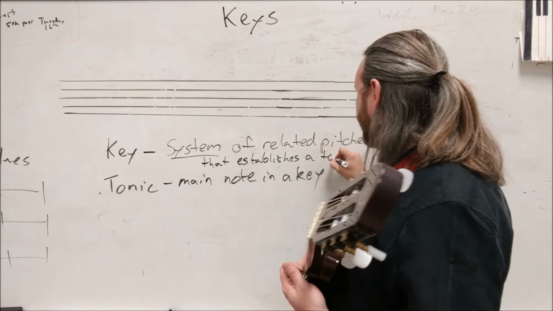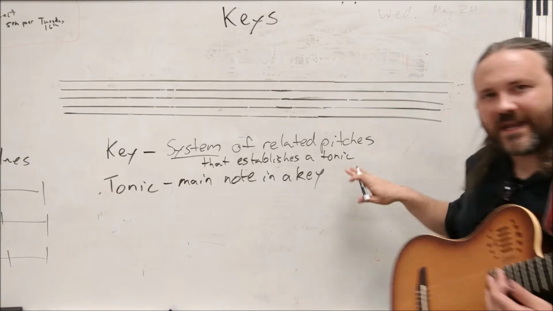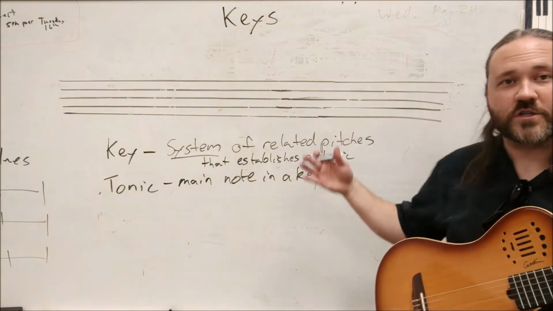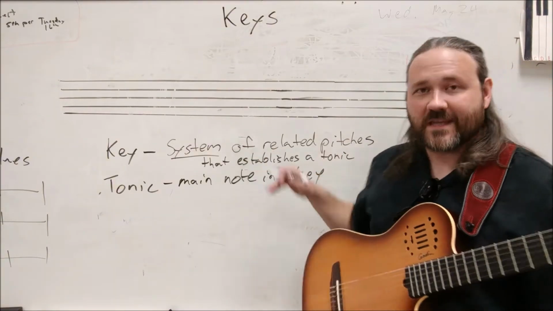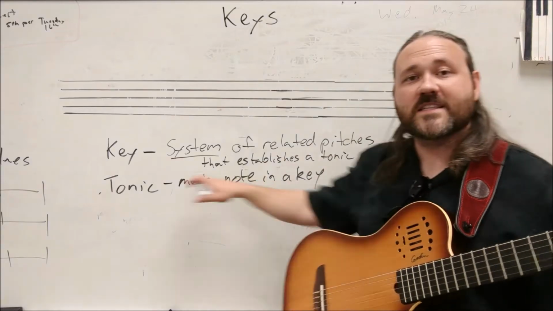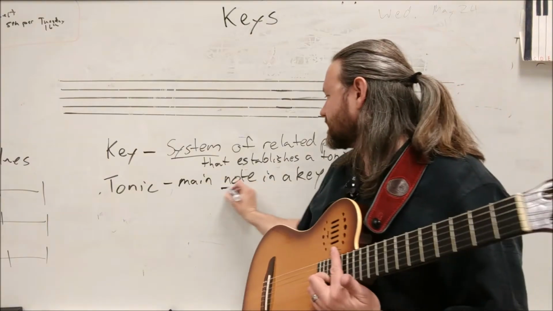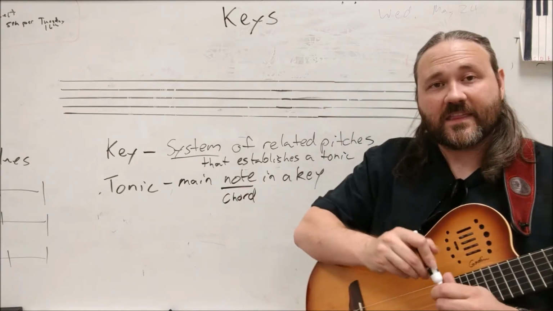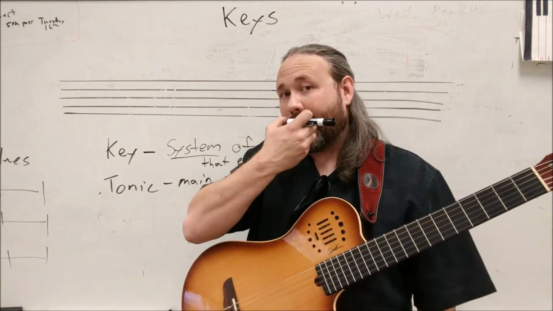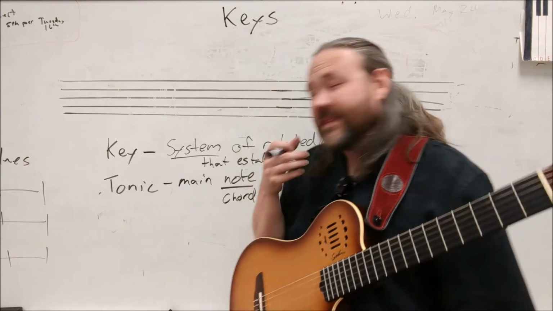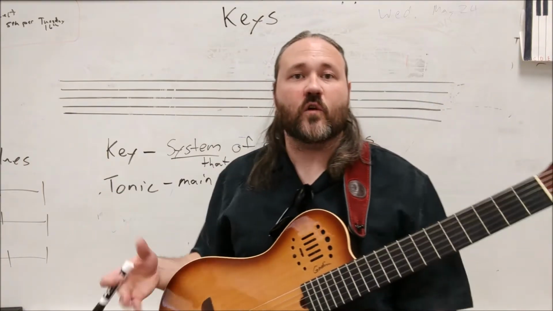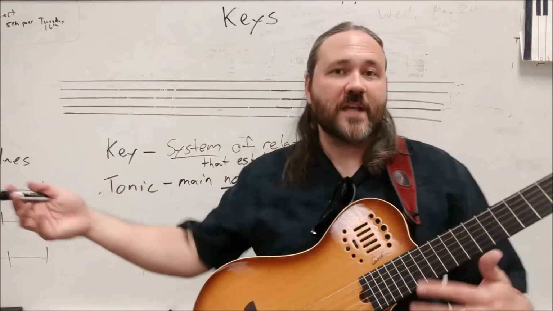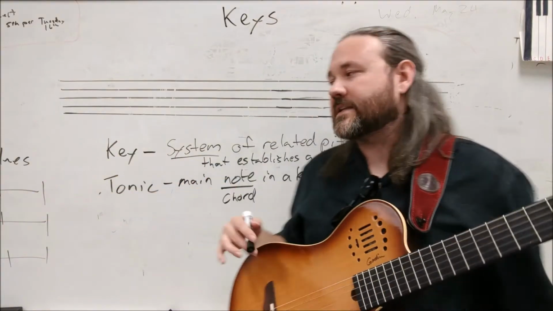So when you're using the key system properly, you're going to end up with a tonic that emerges. And the tonic is the main note or chord in a key. So let's put chord underneath it as well. We have a tonic chord and we have a tonic note. In the key of C major, the tonic is C, and the tonic chord is C major. In the key of A minor, the tonic is A and the tonic chord is A minor. We have both major and minor keys.